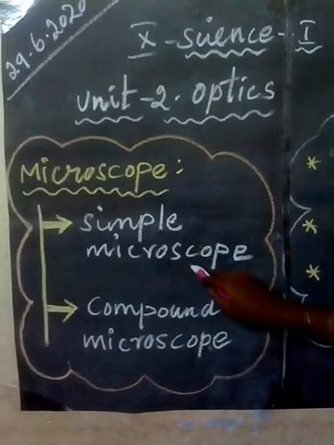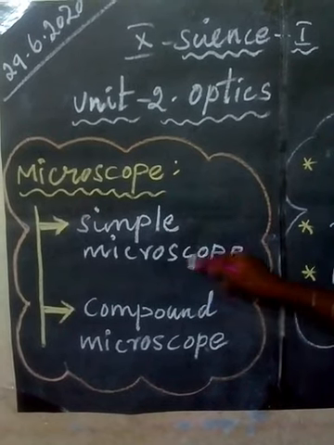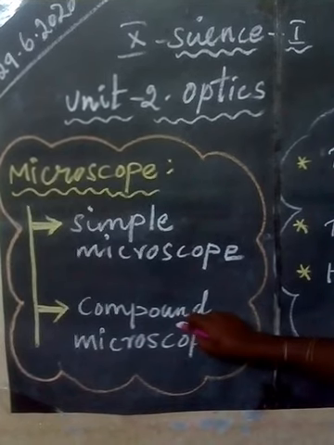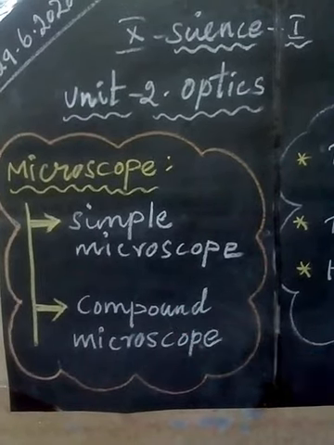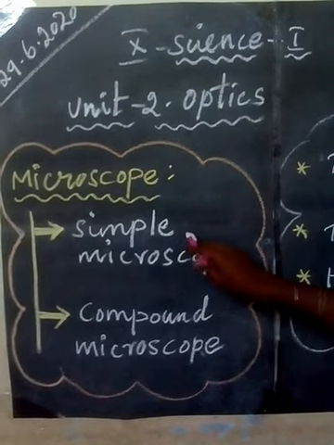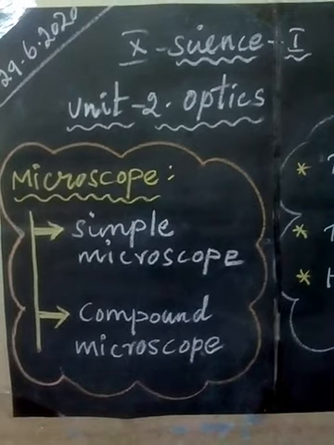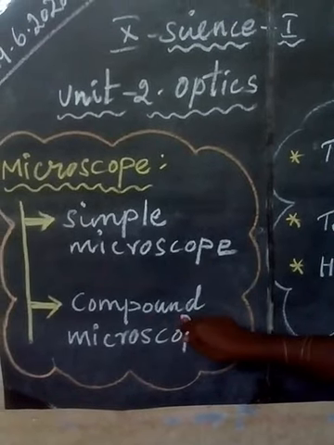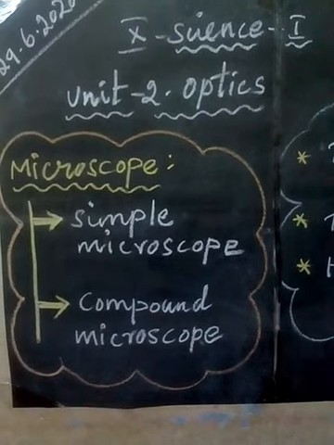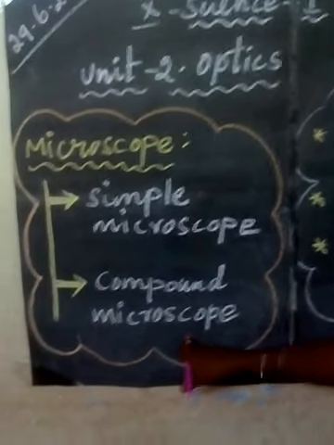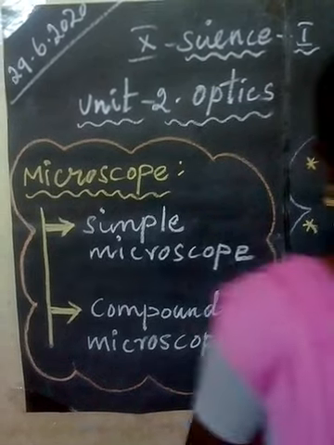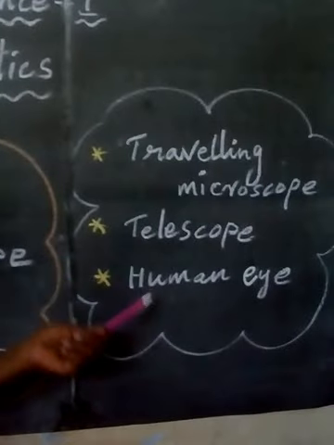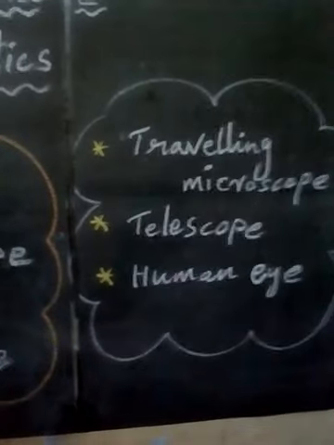In simple microscope, we are using convex lens. In compound microscope, we are using the same convex lens, but we need two convex lens. In simple microscope, we get enlarged, erect and virtual image. That is the nature of image. In compound microscope, we get enlarged, erect and virtual image. So, in this class, I am going to teach about travelling microscope, telescope and human eye.